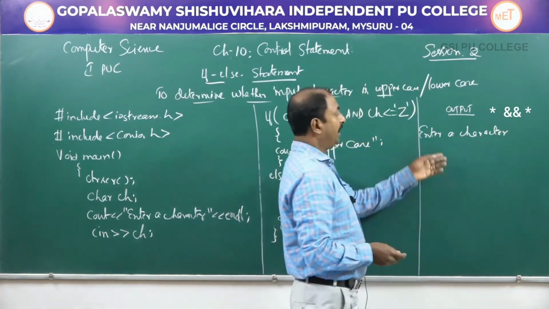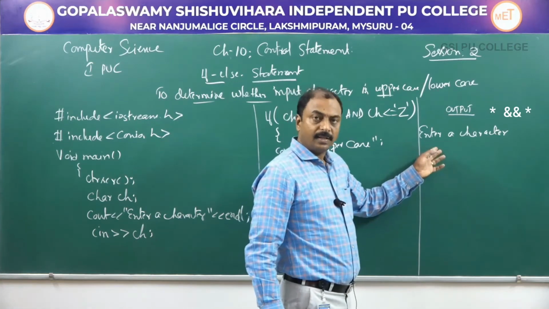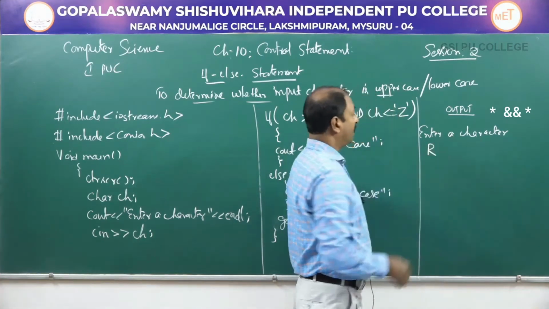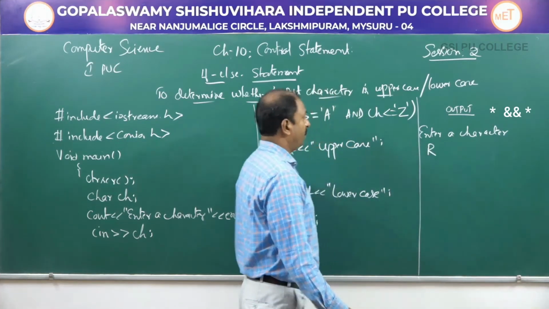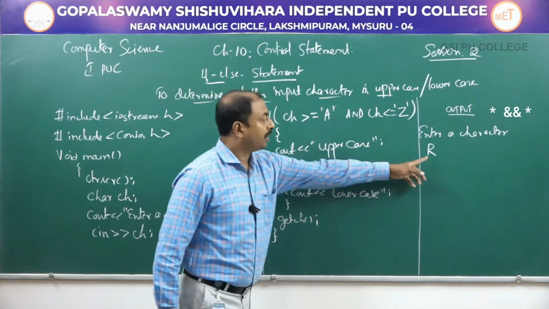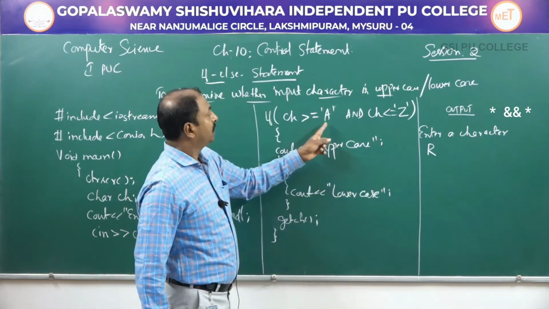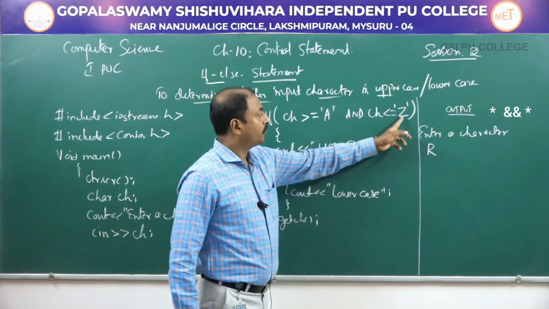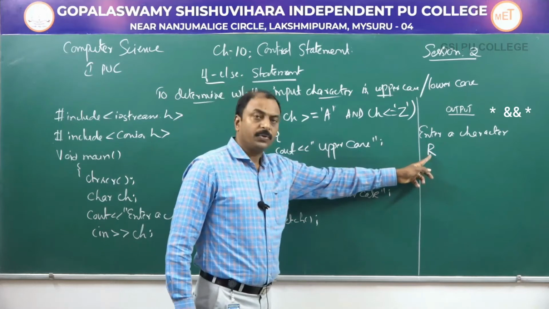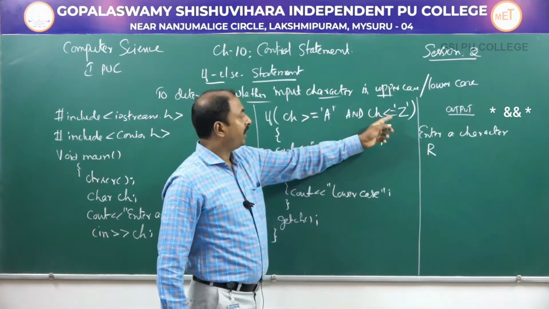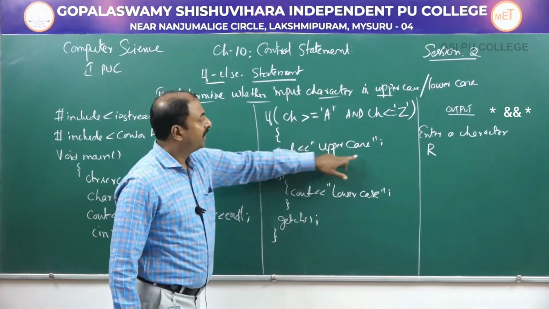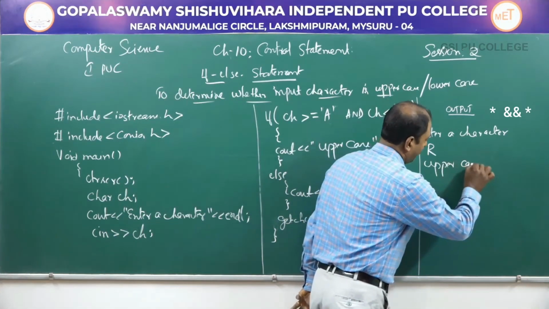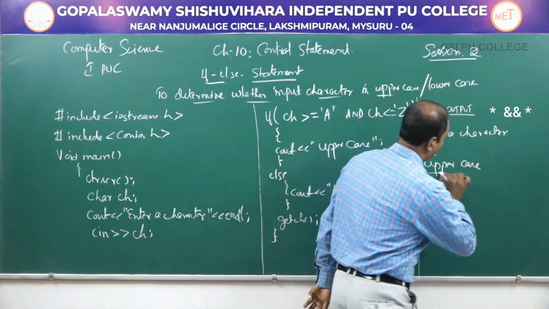Then we are supposed to input a value. Suppose I enter uppercase R. The value R is a character, and this character is greater than A and also less than Z. So this value is in between this range. Then the condition is true, and it prints uppercase. So we are getting a message as uppercase. This is one output.